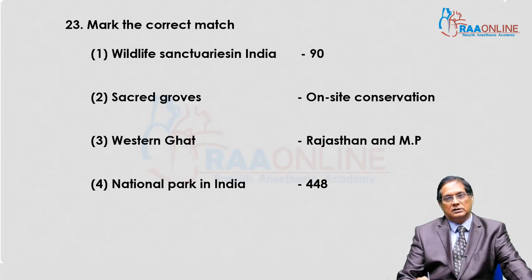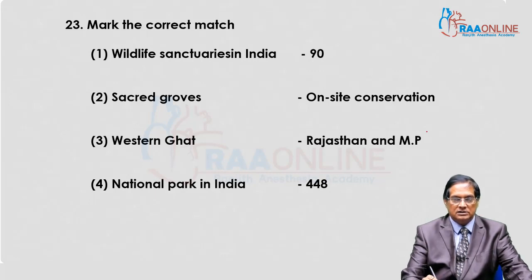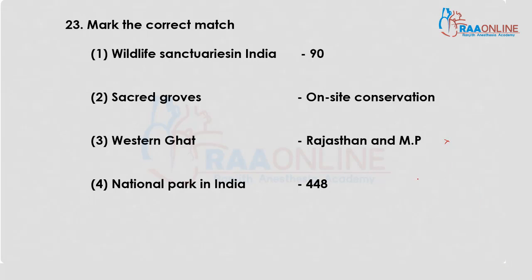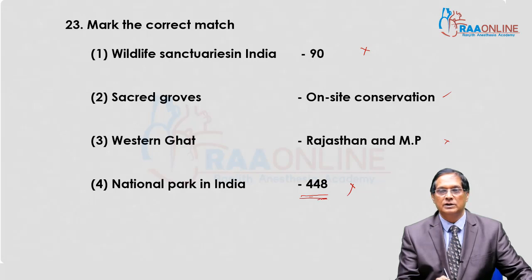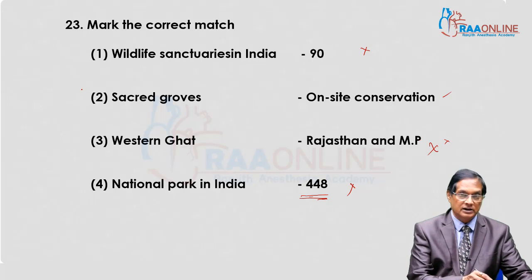Mark the correct match. Western Ghat, Rajasthan is incorrect. Sacred grove, on site, right. Wildlife sanctuaries in India: this is wrong, I think, because in India the total number is 448, and the number of national parks is 90. Both of these are wrong. This is the actual number, and this is also wrong, that is Rajasthan and MP. In that case, sacred grove is right.